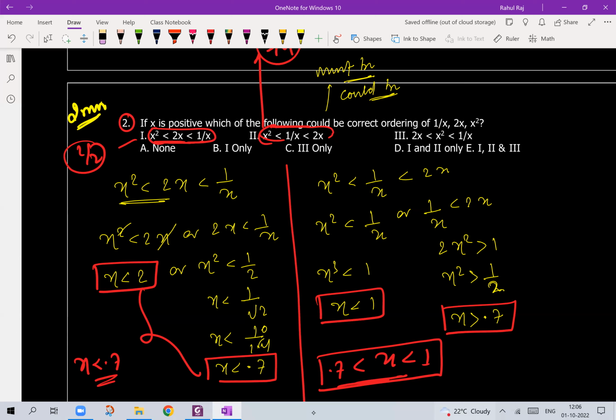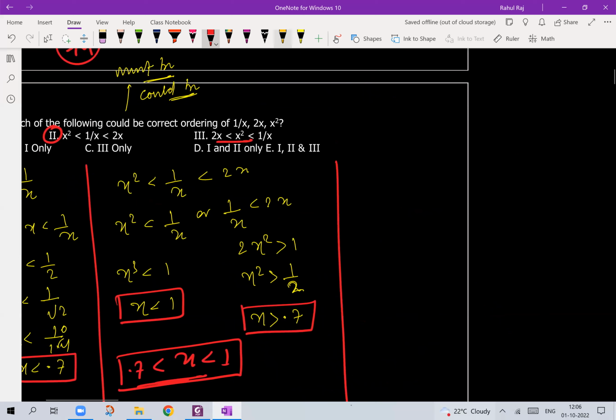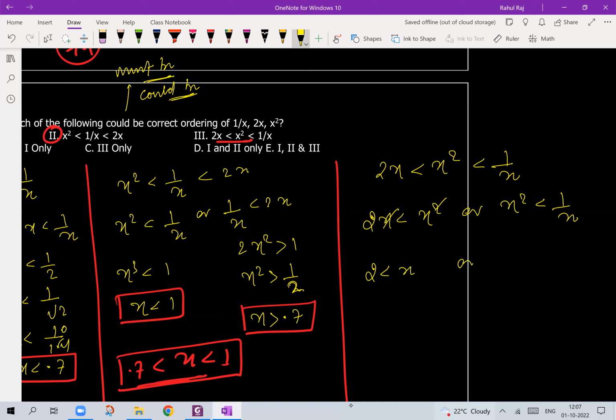And when I look into option number 2, now I'm looking into statement number 3. So my statement number 1 and statement number 2 are 100% sufficient for one value, because we have a common value. Now look at statement number 3. It says that 2x is less than x square is less than 1 by x. So if I solve this, it is 2x is less than x square, or x square is less than 1 by x. So can I rub this and say 2 is less than x, or x cube is less than 1? That is x is less than 1. Here x is greater than 2.